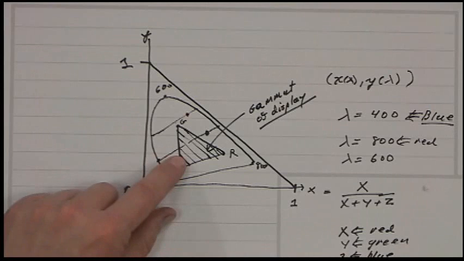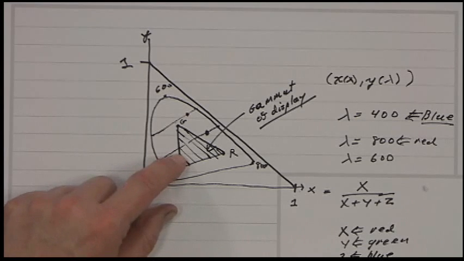Because it's the range of colors the display can produce. So not all displays or printers can produce all colors. In fact, any real display or printer can only produce a subset of all real colors in practice. And well, I mean, I don't know.